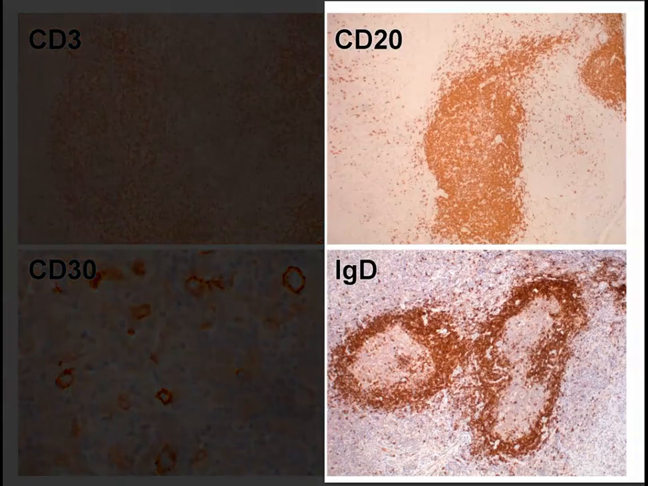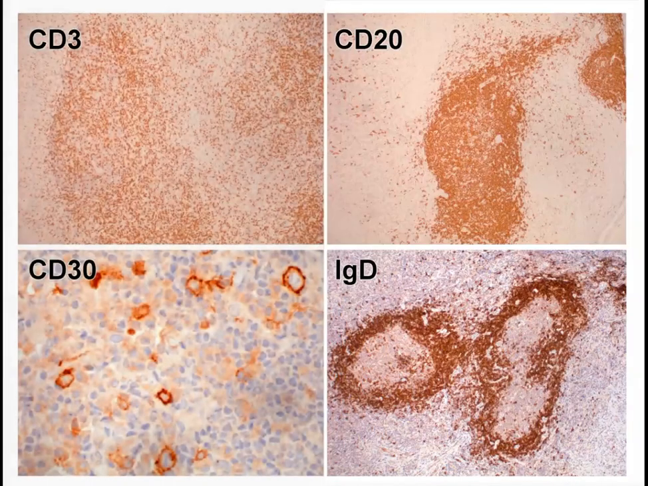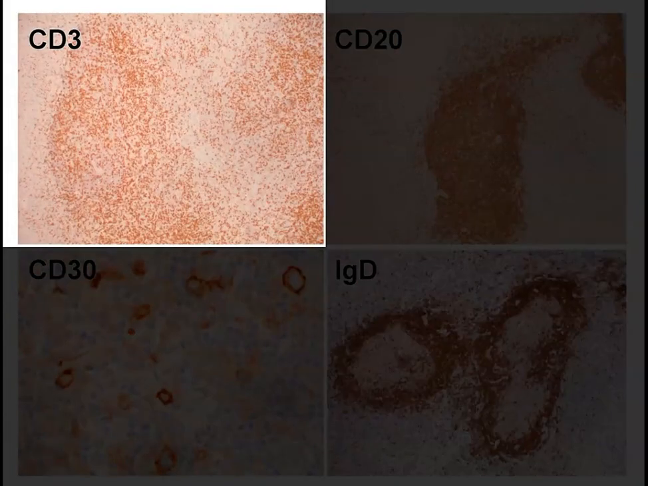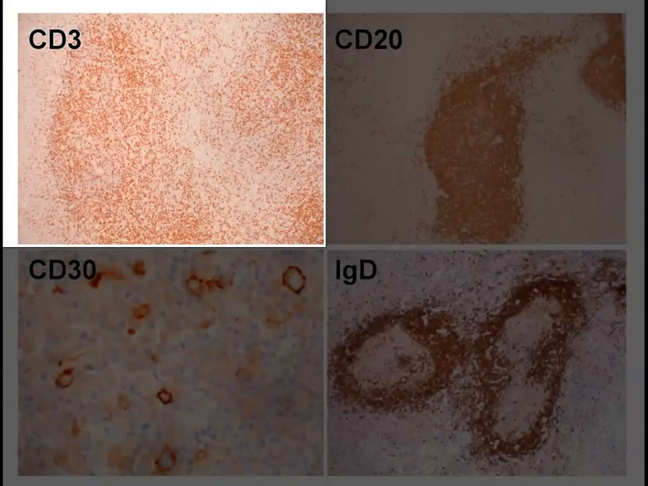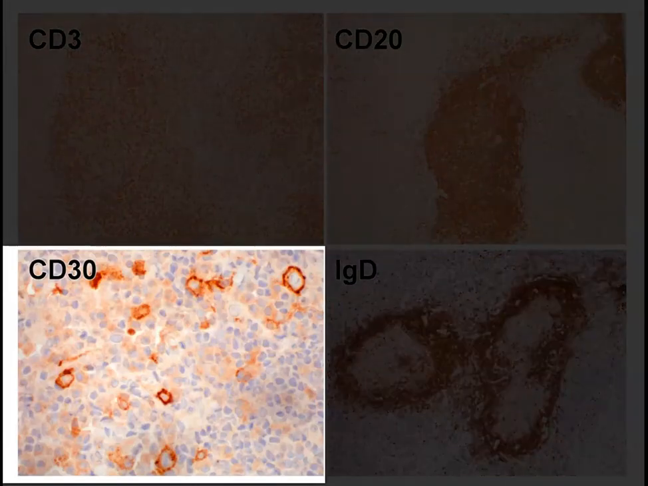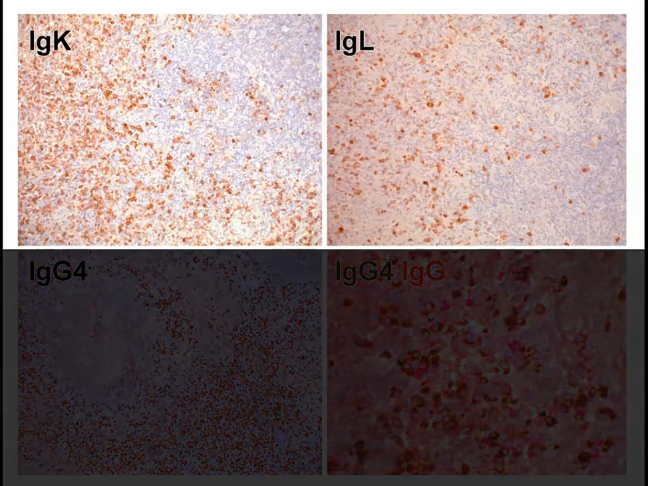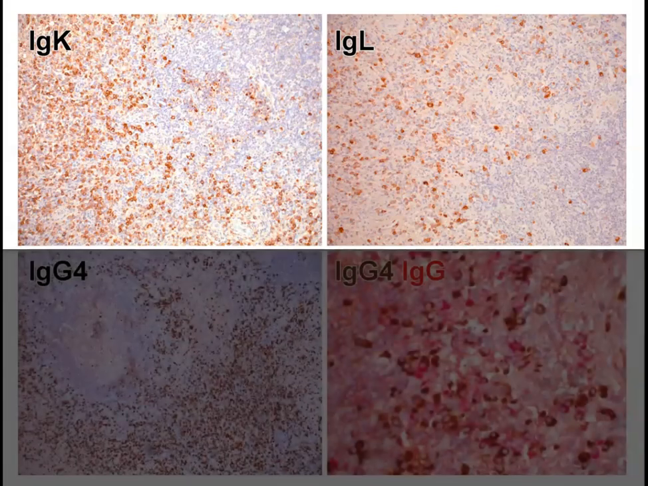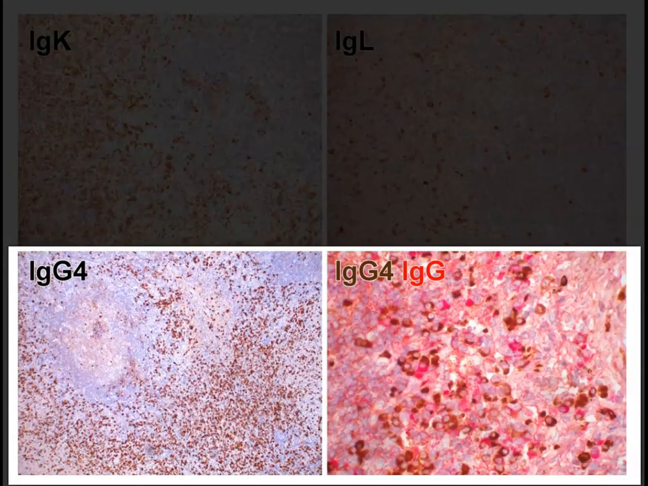Immunohistochemistry shows normal appearing CD20 positive lymphoid follicles with intact IgD positive mantle zones enclosing reactive germinal centers, as well as slightly expanded interfollicular T cell zones containing CD3 positive T cells and scattered CD30 positive large cells. Increased interfollicular plasma cells are seen that display polytypic immunoglobulin light chain expression. Plasma cells stain strongly for IgG4, being more than 100 IgG4 positive plasma cells per high power field, and double staining for IgG4 and IgG shows more than 50% of IgG4 positive cells.